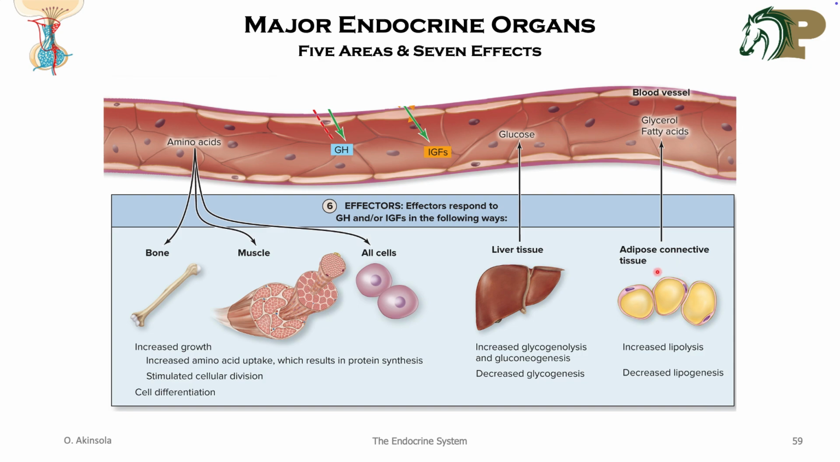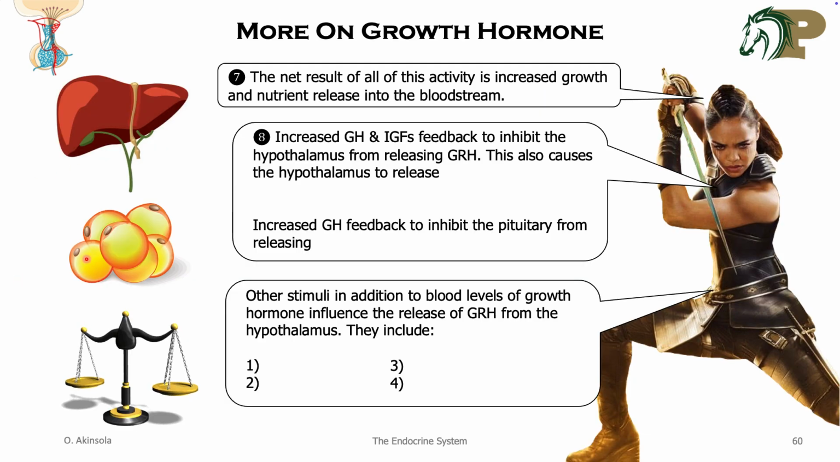Along with that, GH will also act on fat tissue. This is going to cause increased lipolysis, which is the breakdown of fat, and the products now enter circulation. Then you're going to have decreased lipogenesis, so decreased creation of fat. So you have increased levels of glucose entering circulation, and increased levels of glycerol and fatty acids entering circulation. That's what we mean by increased nutrient release into the bloodstream. We're talking specifically about glucose and fat there.